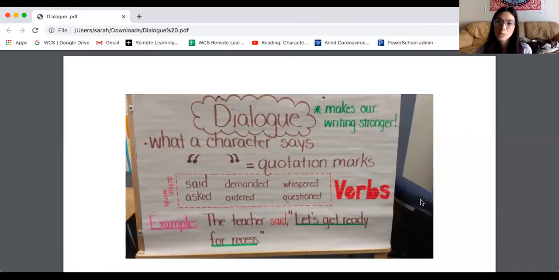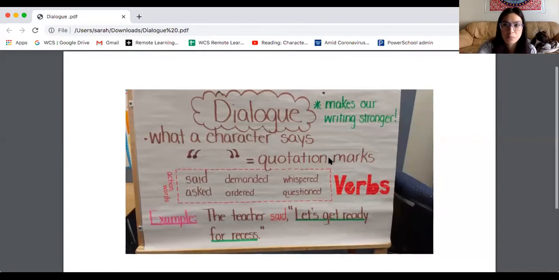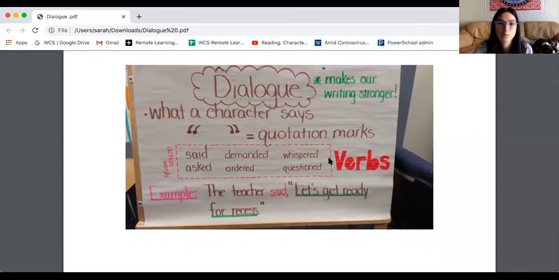So in your small moment stories, you're writing your stories all about yourself, something that's happened in your own life. And people talk when they go around. If you didn't have anyone talk ever, it'd be kind of boring, right? Think if we went to school and we just sat silently all day. That would be no fun at all. So we want to do the same thing in our writing.